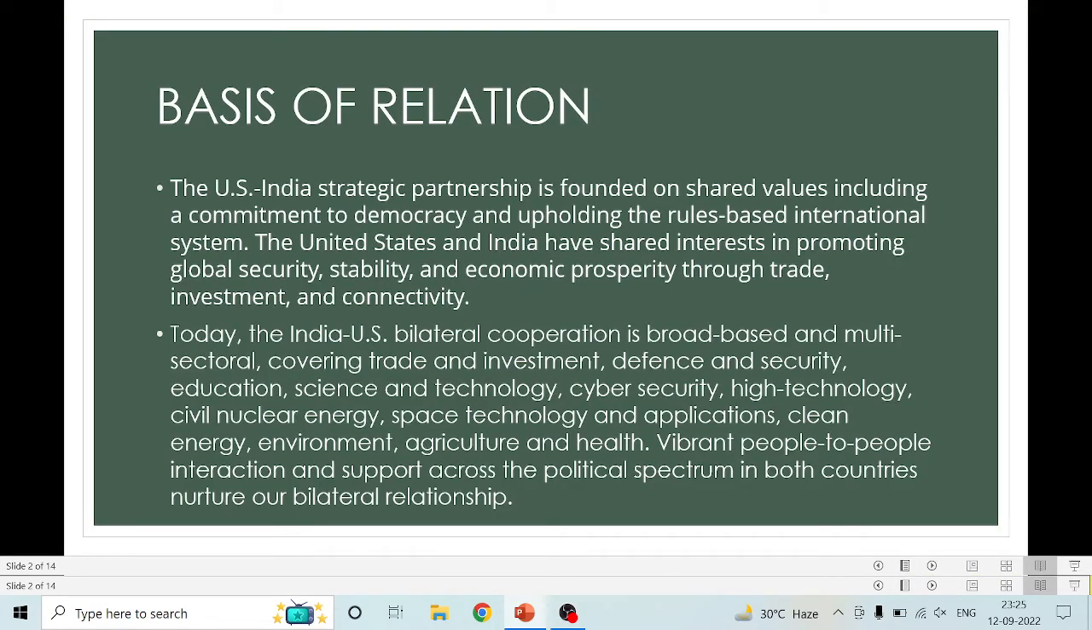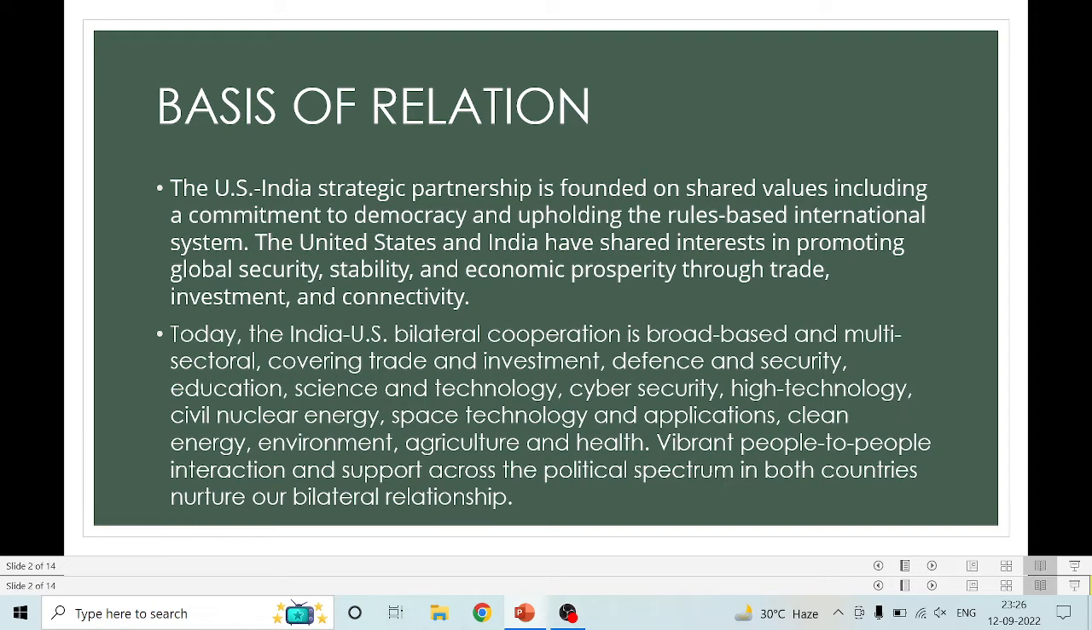So let's start the relation. What is the basis of relation? If two countries are converging, then there is some basis of convergence. So India and US share some common values, which are democracy. Both are democracy. US is oldest, and India is the biggest democracy of the world. So this is one of the common points.